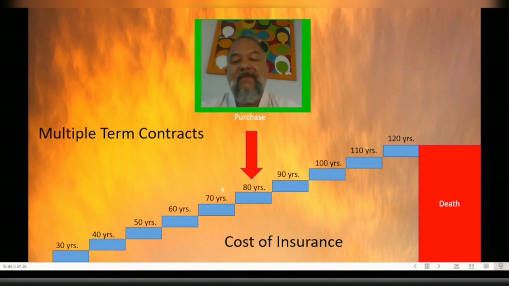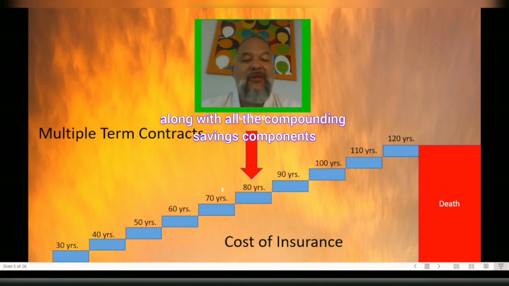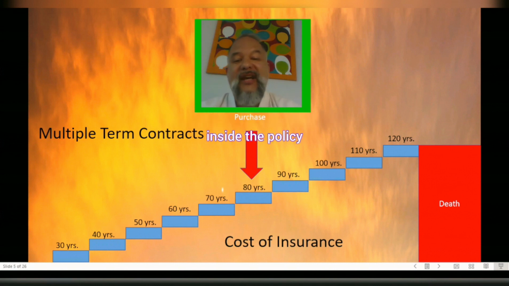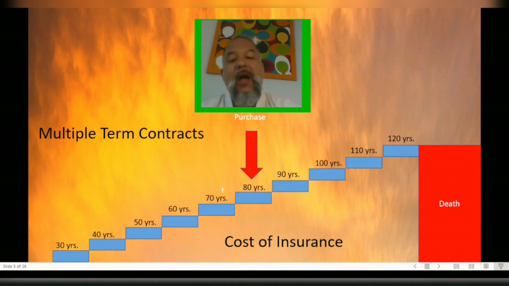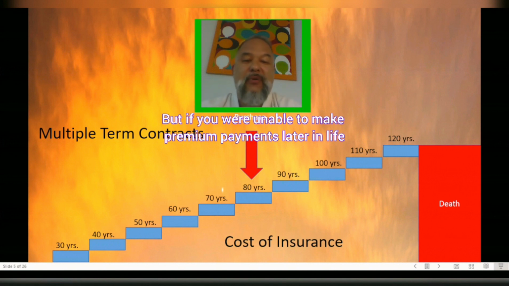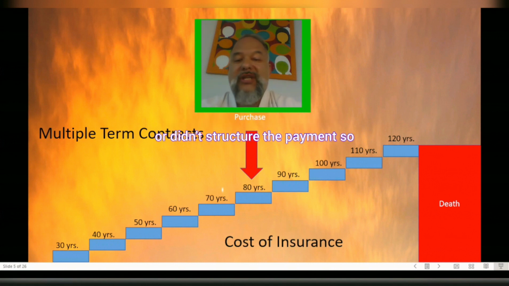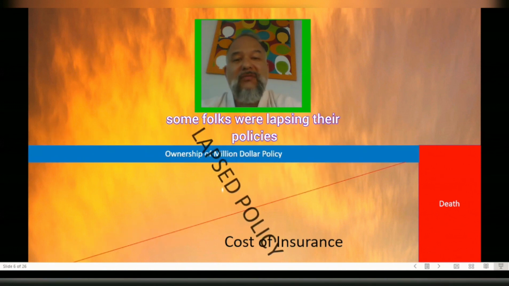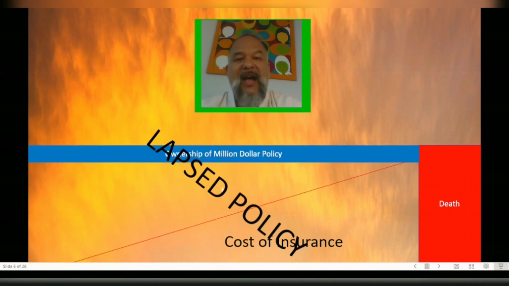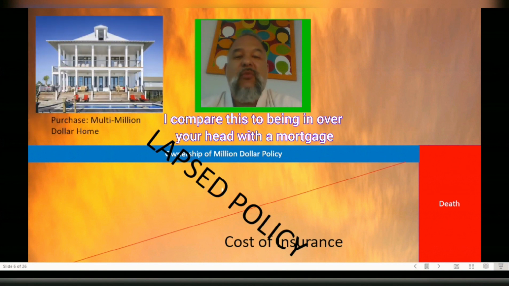With whole life, you are guaranteed the tax-free death benefit, a level premium, along with all the compounding savings components inside the policy, known as your cash values, which can be utilized tax-free as well if done properly. But if you were unable to make premium payments later in life, or didn't structure the payment so that it was paid off by a certain time frame, some folks were lapsing their policies. I compare this to being in over your head with a mortgage.